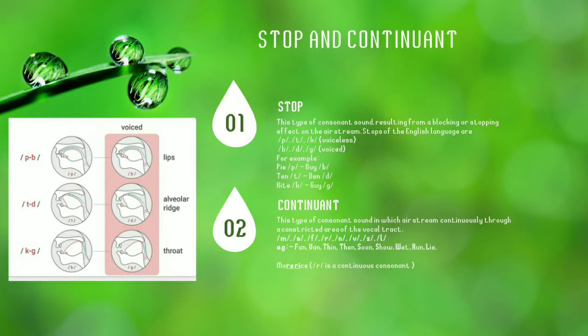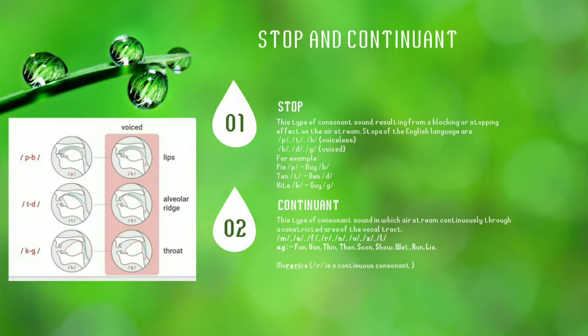You can also stop the air with the tip of your tongue at the alveolar ridge, and if you do so, you will make the t or d sounds, like in the word tan and dan. And the last one, you can stop the air with the back of your tongue in your throat and make the k or g sounds, like in the word kite and guy. As you can see in the pictures, see how all the stops are grouped in pairs.